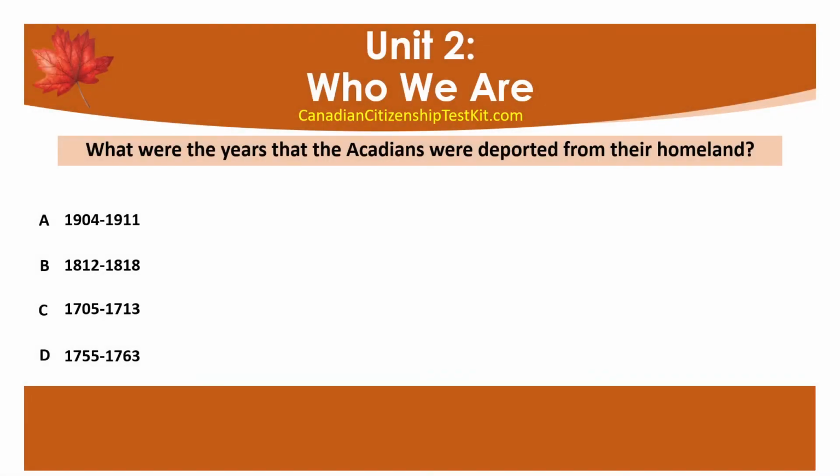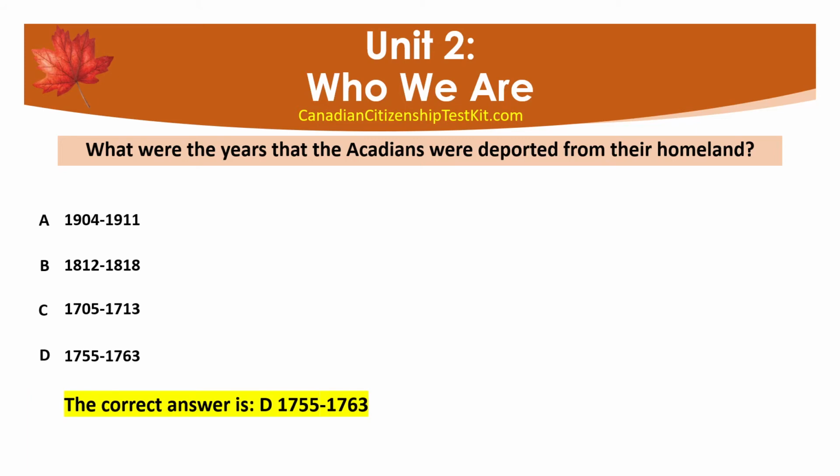What were the years that the Acadians were deported from their homeland? A. 1904 to 1911. B. 1812 to 1818. C. 1705 to 1713. D. 1755 to 1763. The correct answer is D. 1755 to 1763.